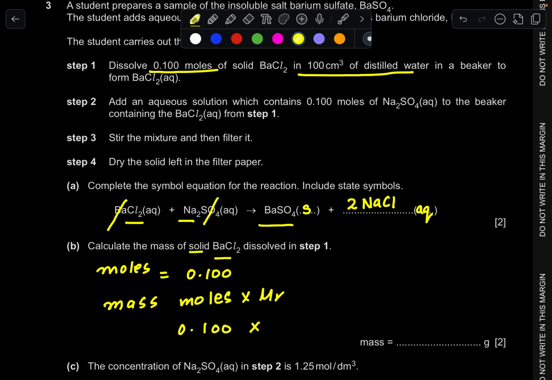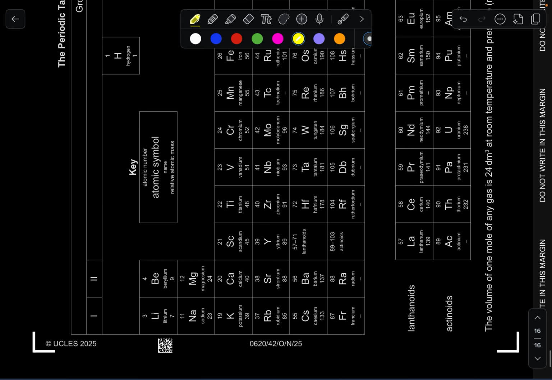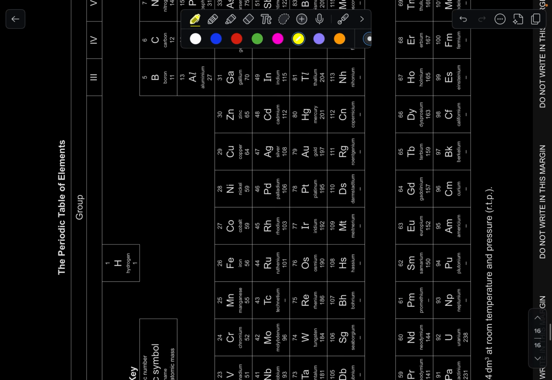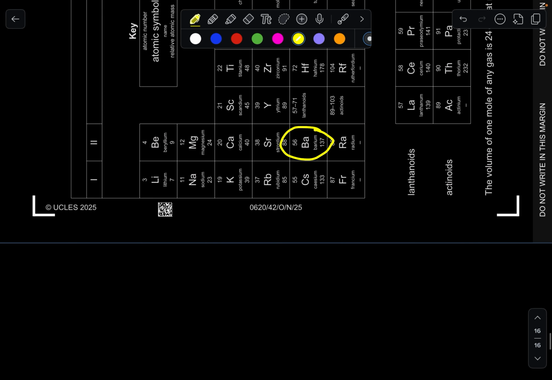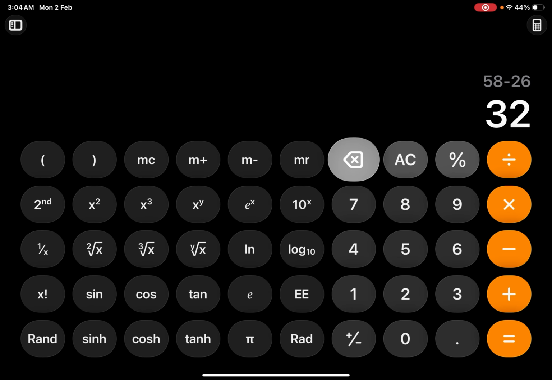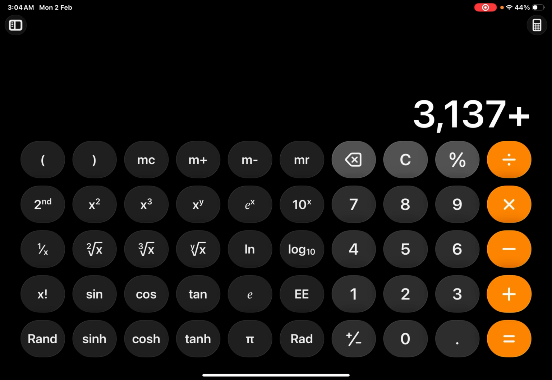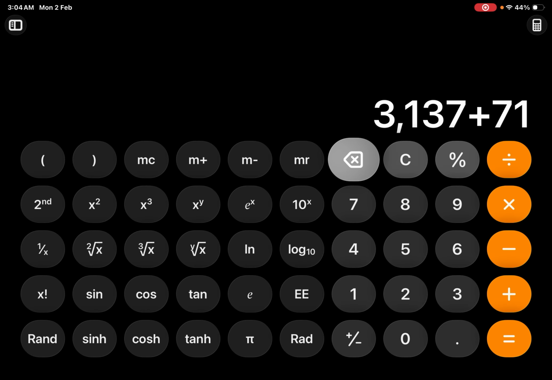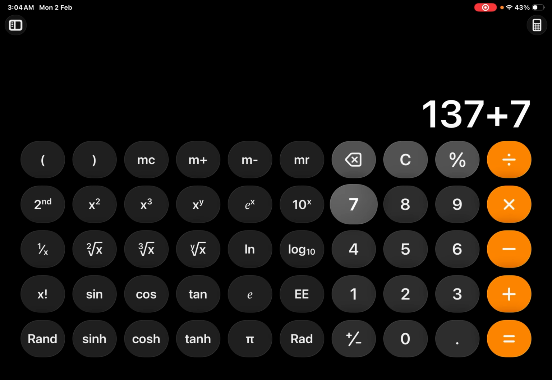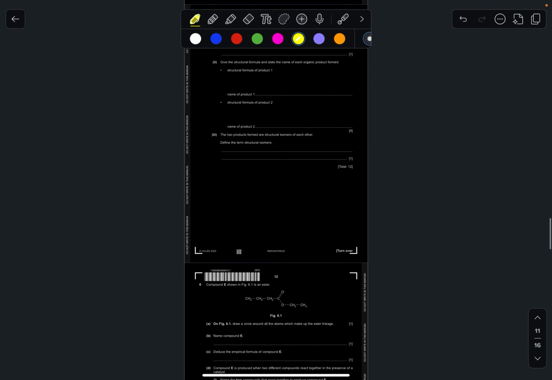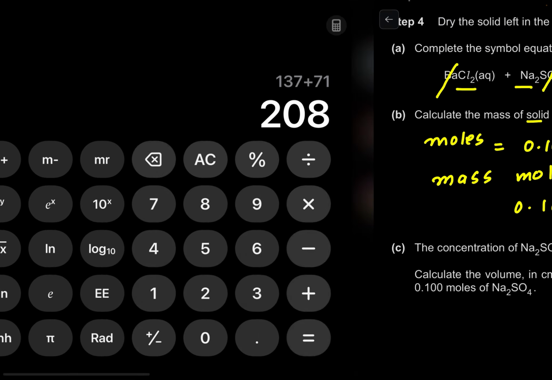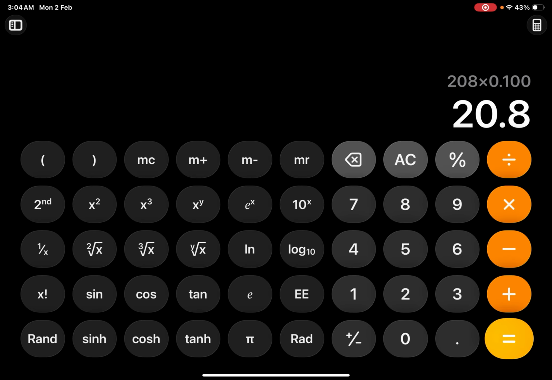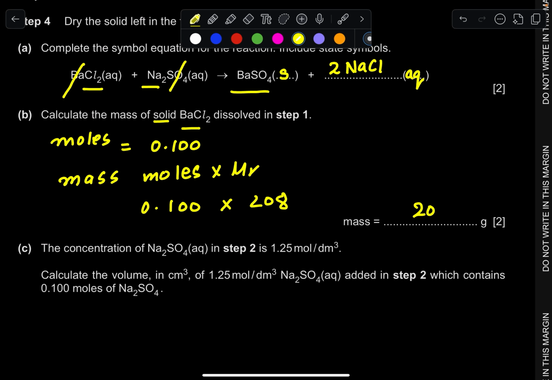Okay, let's go to the periodic table and figure it out. The Mr of BaCl2: here we have barium, here we have our chlorine, 35.5 times 2 plus 137. 137 plus 71, and this gives me 208. So we get 208 times 0.100, 20.8. So we have 20.8 grams.